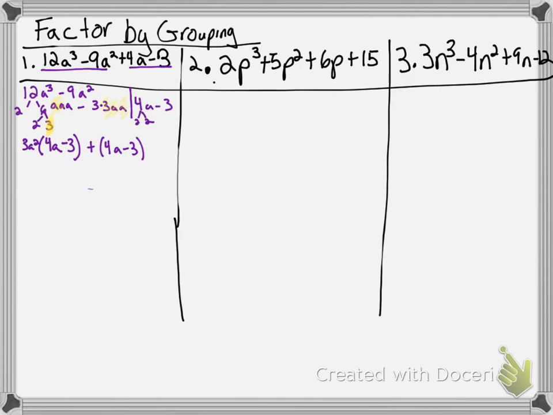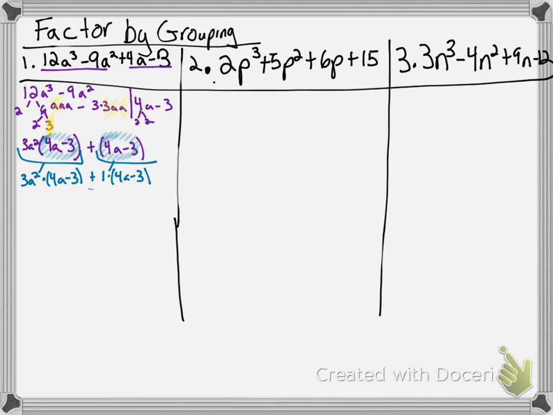The name factor by grouping comes from the fact that now that you've factored stuff out, you are left with something in common between both parts. So the first part's being multiplied and the second part's being multiplied. But of both of these, you see that, let's change my color, this portion is in both of them. So once again, we can factor that out. So when I take that out of the first part, you have here 3a squared and 4a minus 3. And over here, you have 1 times 4a minus 3.